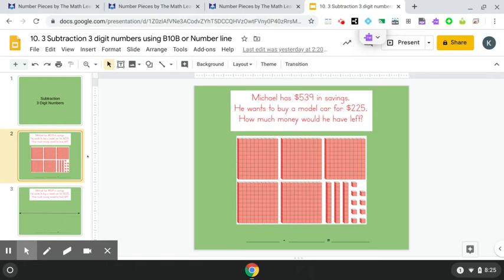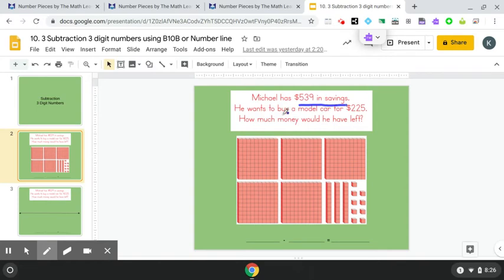In today's story, we have Michael, and Michael has $539 in savings. He wants to buy a model car for $225. How much money would he have left? So you can see we have our base 10 blocks to model our thinking, and we can see that Michael started with $539 in savings. That's his total. That's how much money he has in savings.